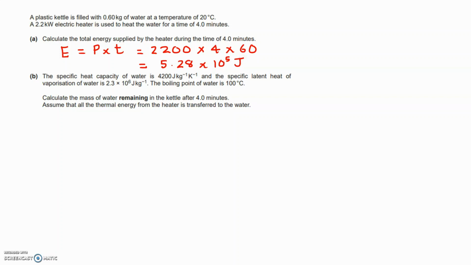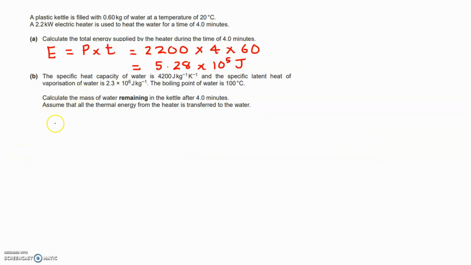Okay, and it's well worth noting here in terms of exam technique that something you calculate at the beginning of a question you may well need later on. So it may well be that we need this answer for the next part of the question. So let's have a look at part B then. The specific heat capacity of water is 4,200 and the specific latent heat of vaporization of water is 2.3 times 10 to the 6, and the boiling point of water is 100 degrees Celsius. So calculate the mass of water remaining in the kettle after 4 minutes.